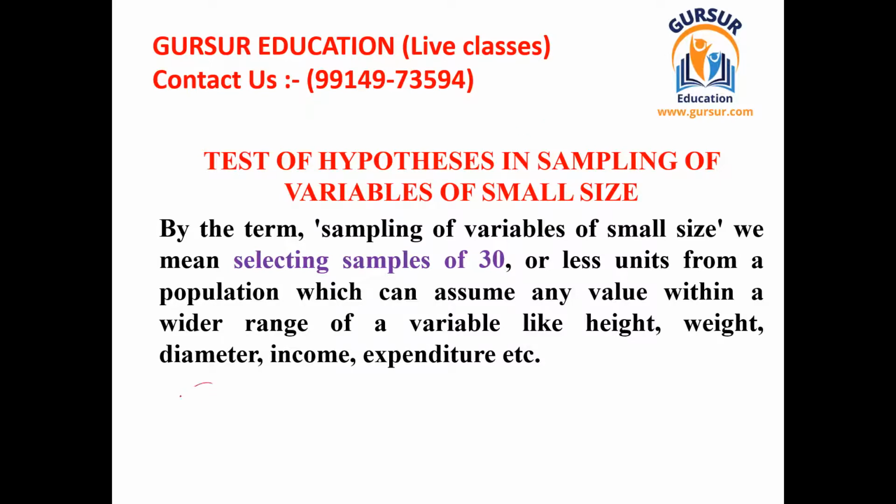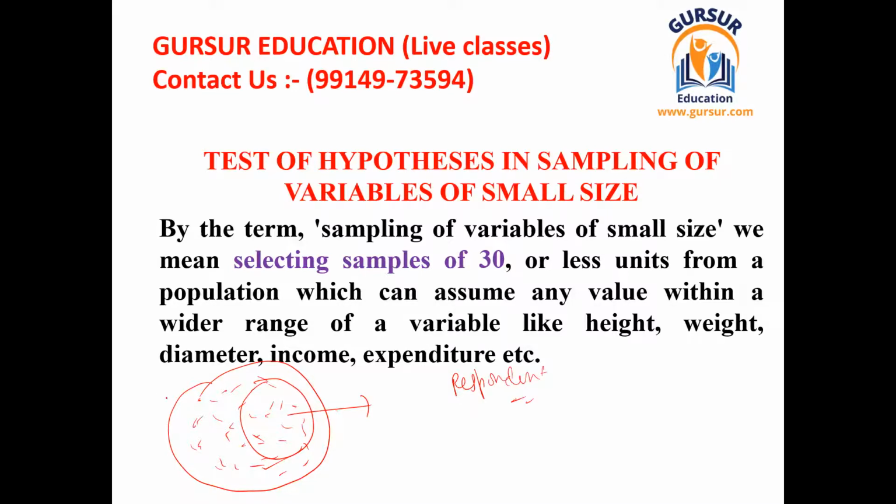I have already taught you about the population. I have told you that population contains a number of elements. And if we are choosing the elements only to the limit of 30 or below 30, that means, suppose I have 100 elements in my population, but my sample size is 30 or below 30, then this kind of study is known as a small size sample study.